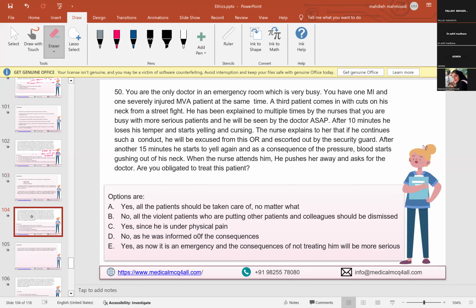You are the only doctor in an emergency room, which is very busy. You have one, it seems that the meeting will be done in 2 minutes. What should we do? The meeting time in Zoom. Ma'am, we should open a new link and join again, because I'll send you a Google Meet link. Okay, join me in Google Meet. Sure, ma'am. I'll send it right now. Thank you, ma'am.